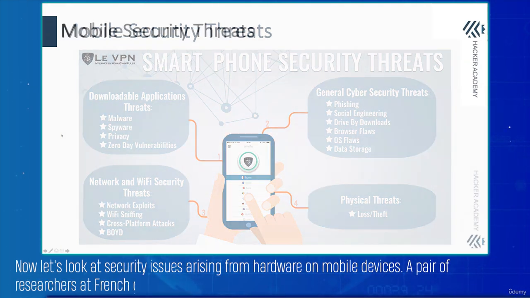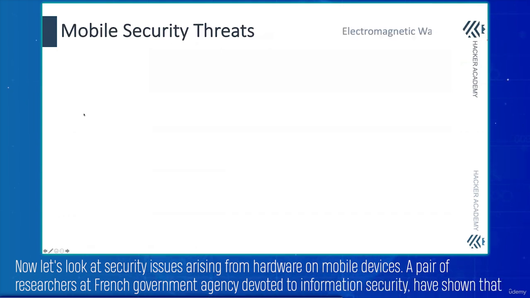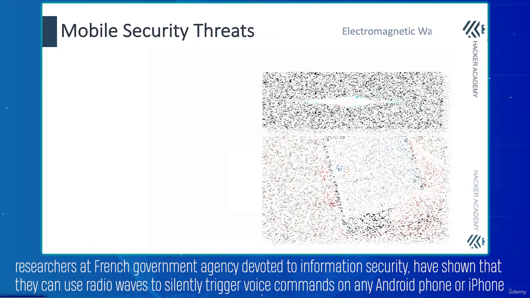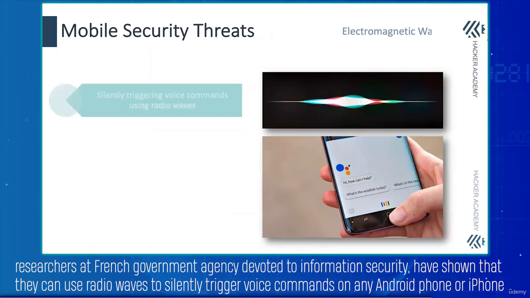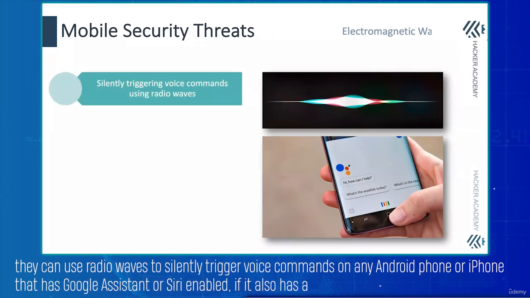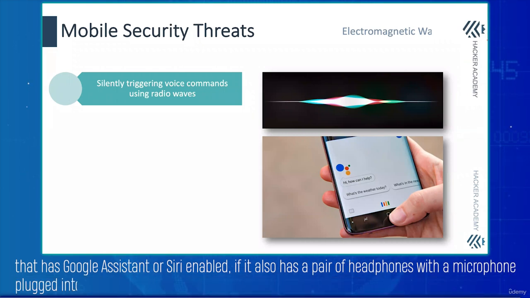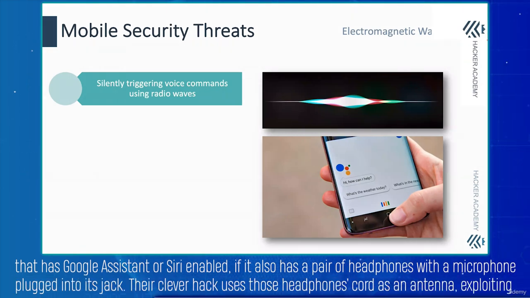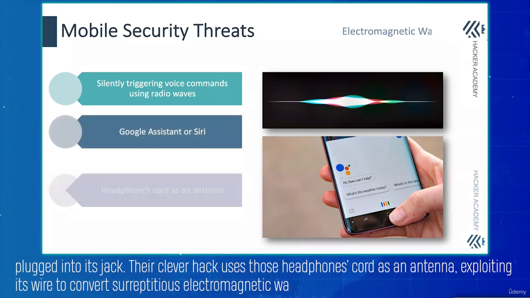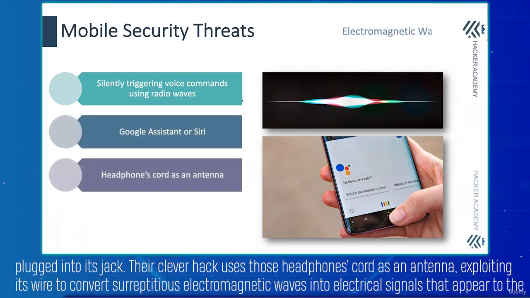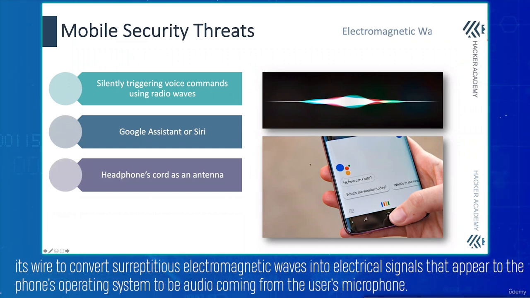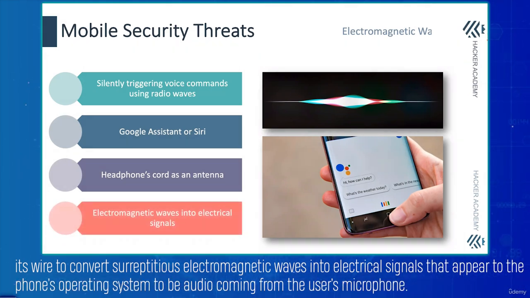Now let's look at security issues arising from hardware on mobile devices. A pair of researchers at a French government agency devoted to information security have shown that they can use radio waves to silently trigger voice commands on any Android phone or iPhone that has Google Assistant or Siri enabled, if it also has a pair of headphones with a microphone plugged into its jack. Their clever hack uses the headphone's cord as an antenna, exploiting its wire to convert surreptitious electromagnetic waves into electrical signals that appear to the phone's operating system to be audio coming from the user's microphone.